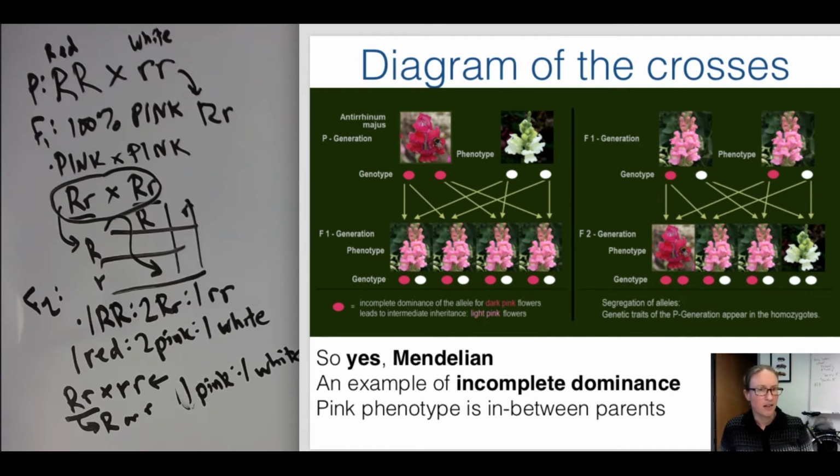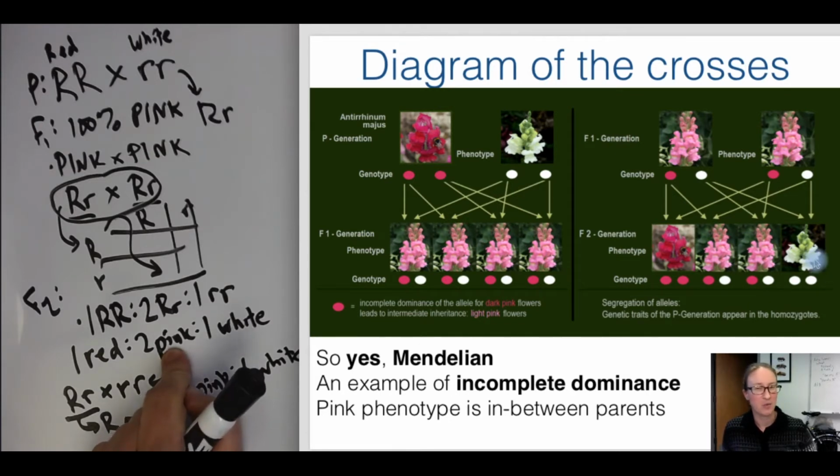Okay, so here is the outcome from this cross. So we do indeed, in the F2 generation, wind up recovering exactly this. So one red or dark pink, two pink, intermediate pink, and then one white. So yes, this trait does follow our expectations based on Mendelian inheritance.